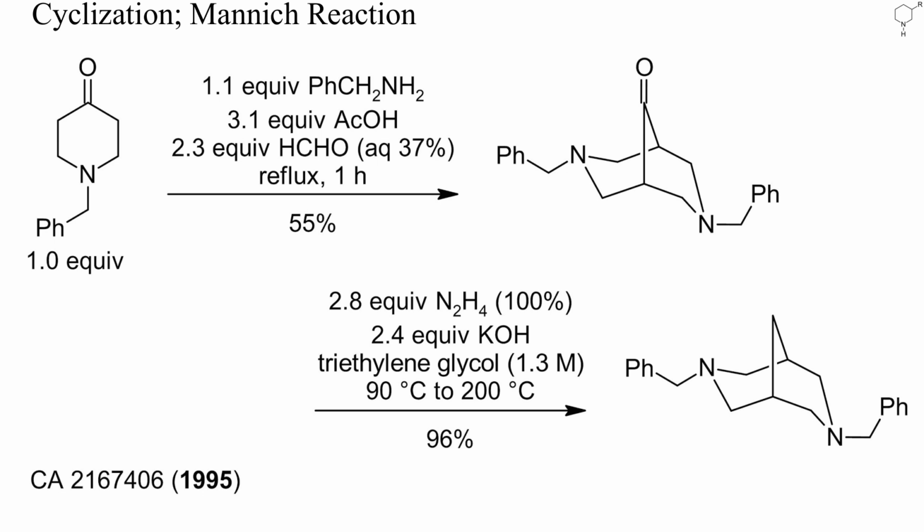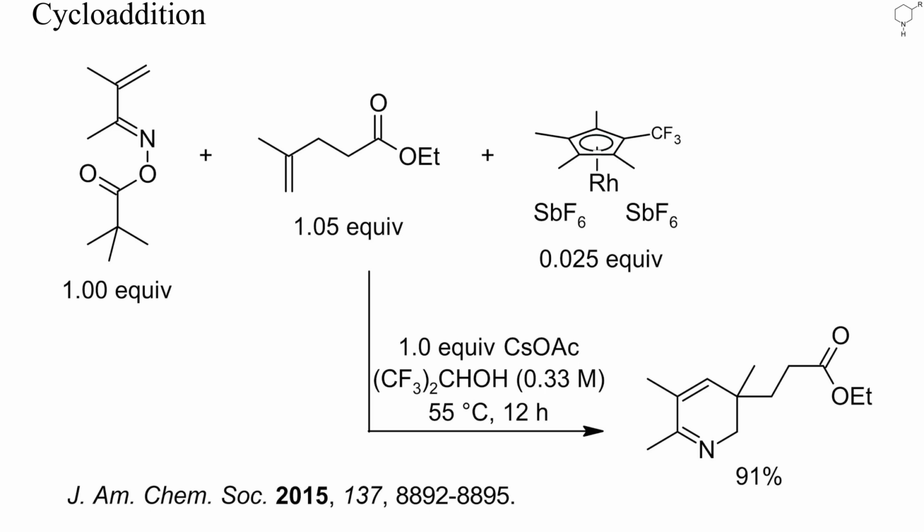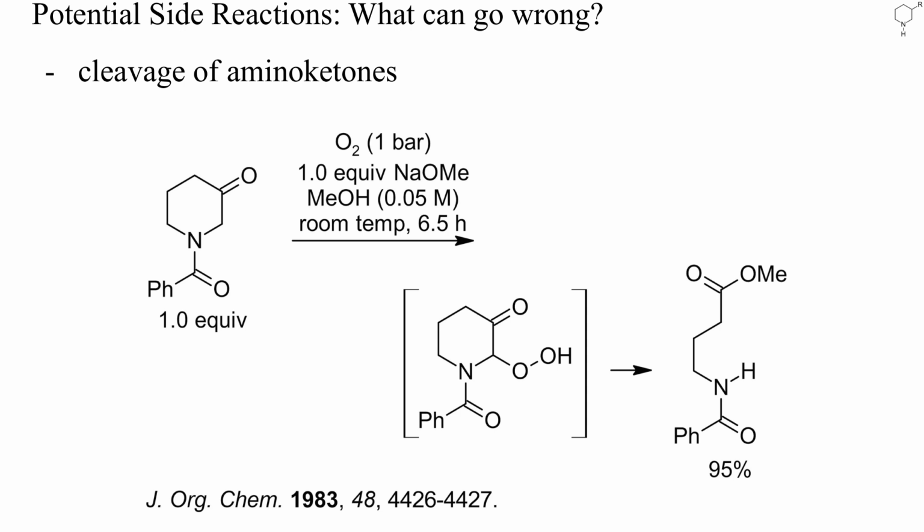beta elimination. This is an example of a cycloaddition yielding a substituted dihydropyridine, which should be easy to reduce further to the piperidine. The dihydropyridine was formed by hetero-Diels-Alder reaction of an acylated alpha-beta unsaturated oxime with a simple alkene, followed by beta elimination. Let's have a look at some potential side reactions.